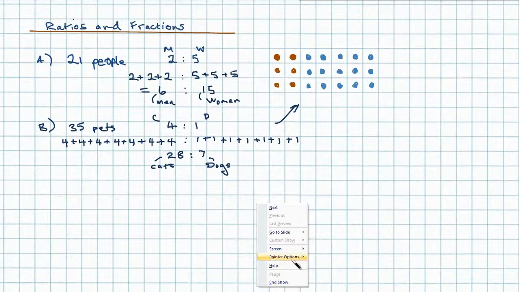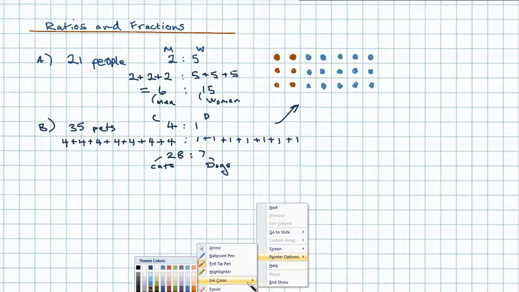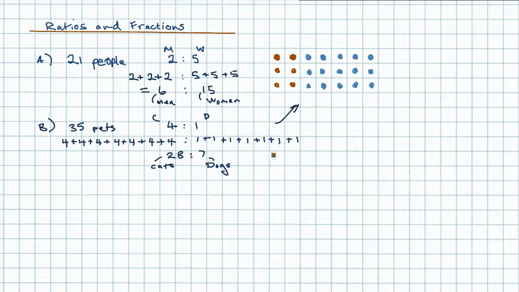And as a check, always give your answers a check. So we'll just check our answer now. 28 add 7 must add up to 35. So 28 plus 7 equals 35. So we'll say that this is correct.